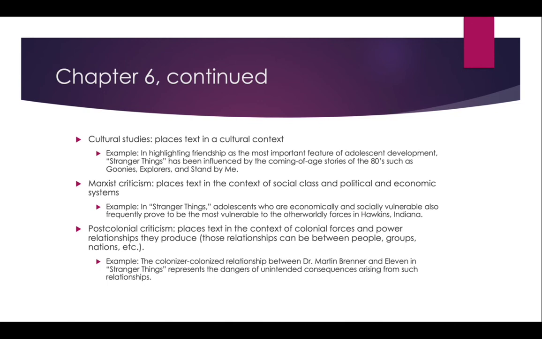I mean, the book goes over it in more detail, but an example here is that you can see a colonizer-colonized relationship between Dr. Martin Brenner, or Papa, and Eleven, and that might be interesting to examine in a post-colonial analysis of Stranger Things. So the colonizer-colonized relationship between Dr. Martin Brenner and Eleven in Stranger Things represents the dangers of unintended consequences arising from such relationships. So you can see Martin Brenner using Eleven for his own purposes and developing her into almost like a weapon to be able to spy.